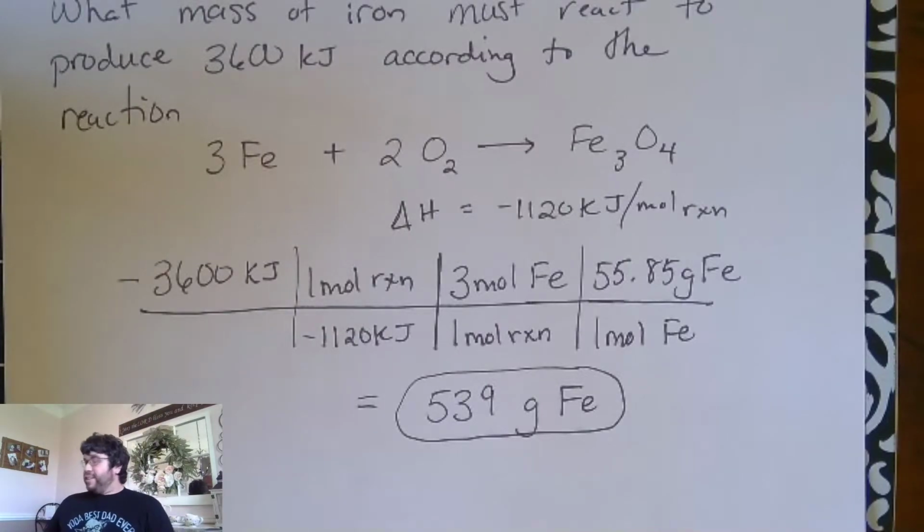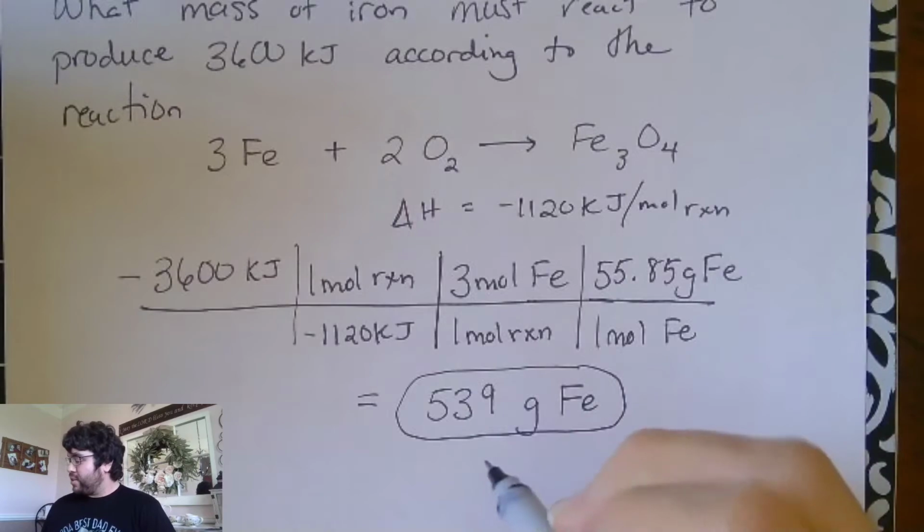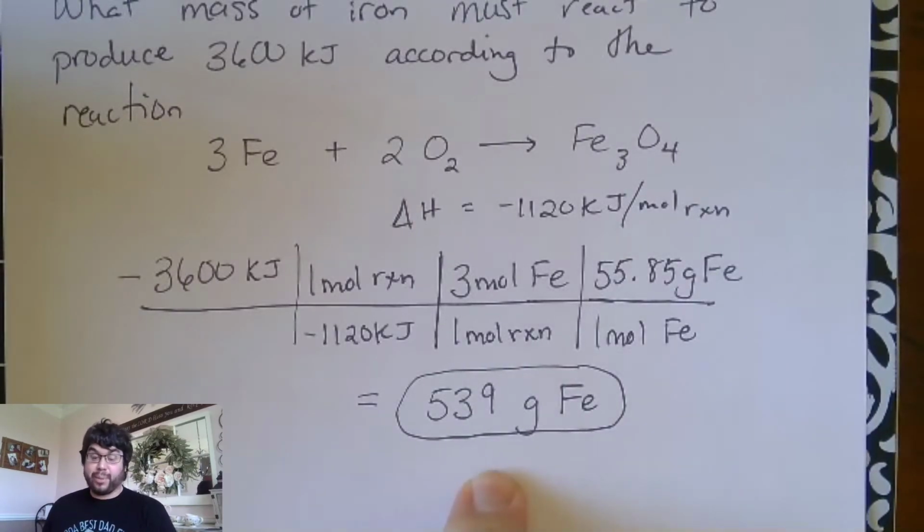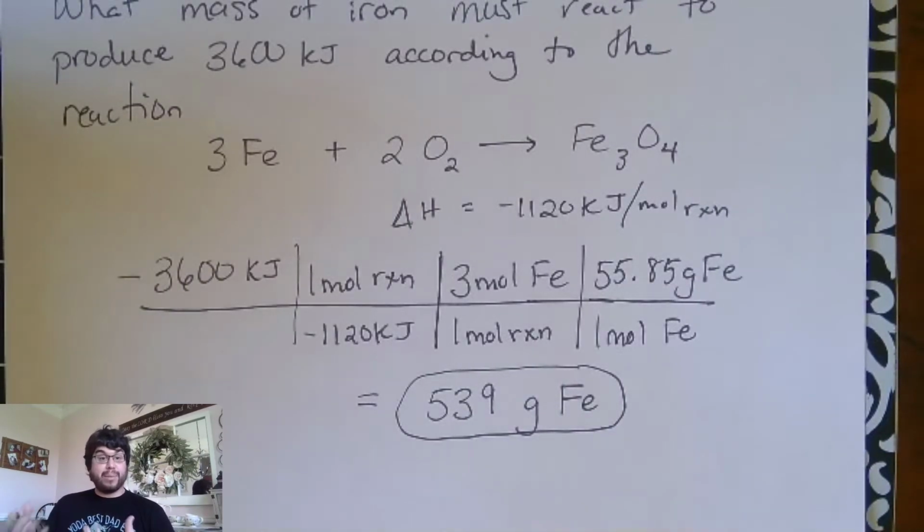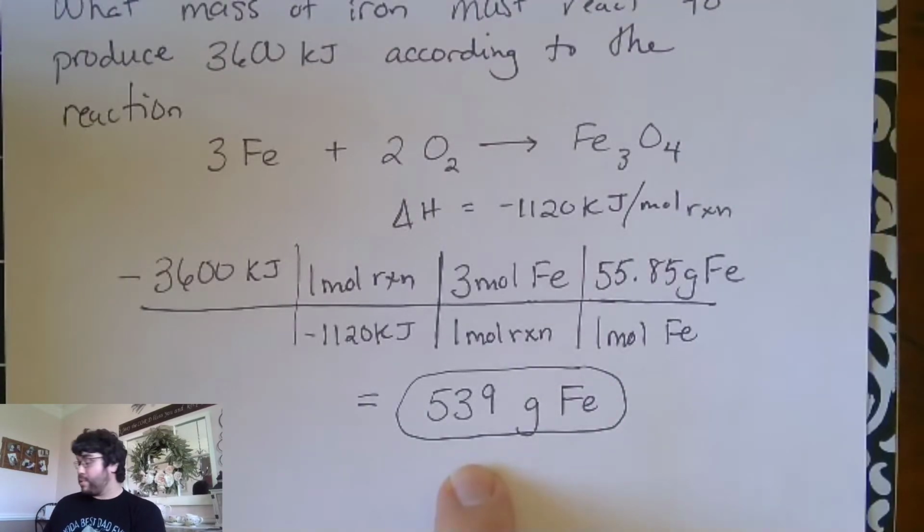Anyway, here we go. So the answer to this question was 539 grams of iron. In order to produce that much energy in kilojoules, we would need to use 539 grams of iron.